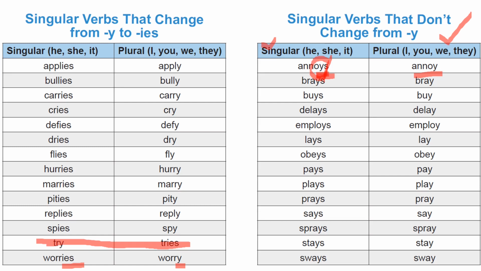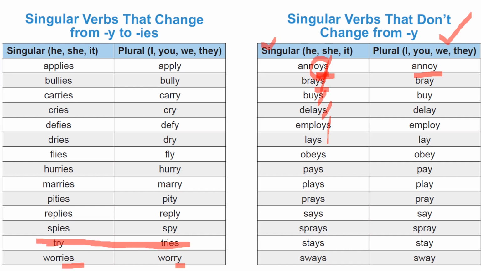Brave. Here at the end you can see there is a y and s. We are going to simply remove s and the y will remain and it becomes bray. Buys, again remove s, it becomes buy. Delays, remove s, it becomes delay. So there are some verbs that if we want to create their plural form, we simply have to remove s from the end. We have the word employs. We'll just remove s, it becomes employ.